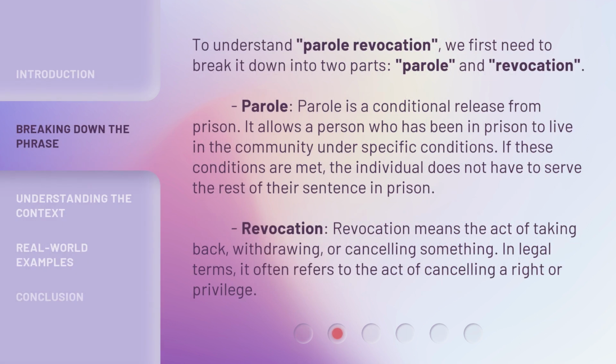To understand parole revocation, we first need to break it down into two parts: parole and revocation. Parole is a conditional release from prison. It allows a person who has been in prison to live in the community under specific conditions. If these conditions are met, the individual does not have to serve the rest of their sentence in prison.